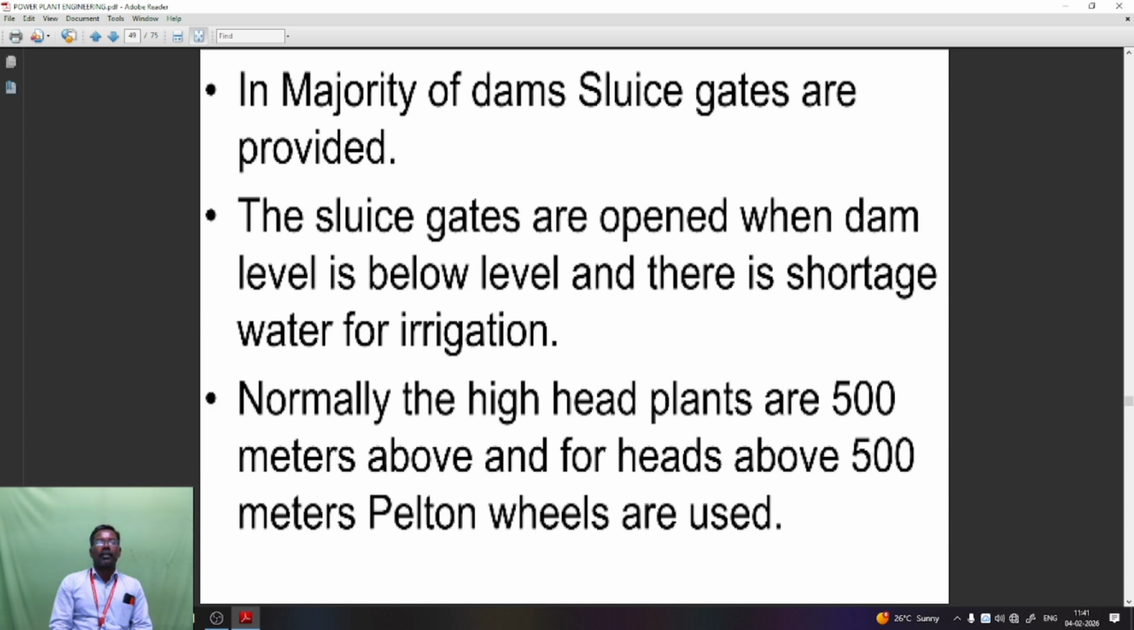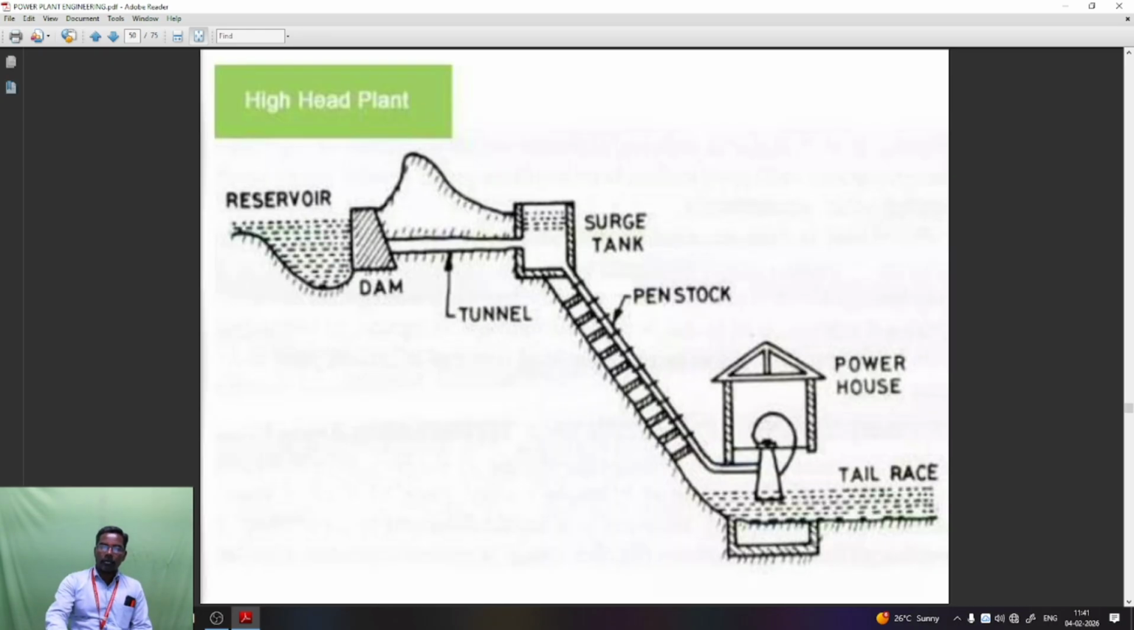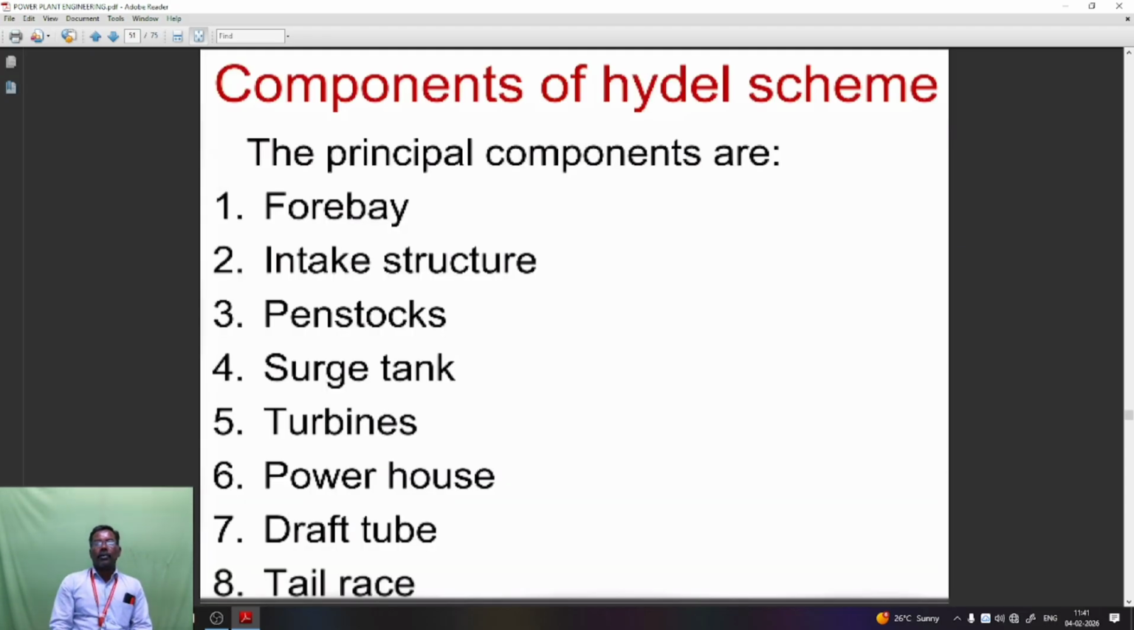Normally, the high head plants are 500 meters and above, and for heads above 500 meters Pelton wheels are used. This is a high head plant: reservoir, dam, tunnel, surge tank, penstock, powerhouse and tail race. Components of hydel scheme. The principal components are forebay, intake structure, penstock, surge tank, turbines, powerhouse, draft tube, tail race.